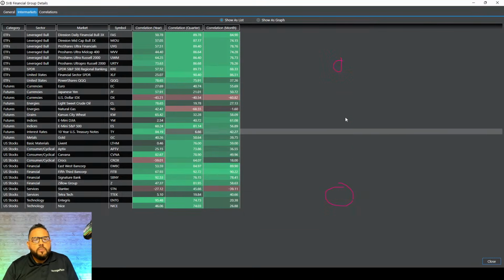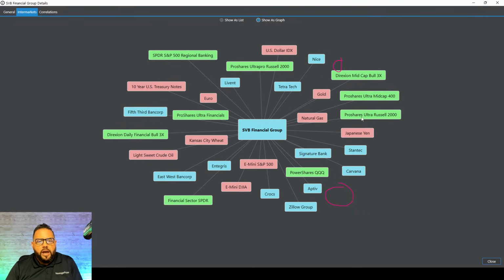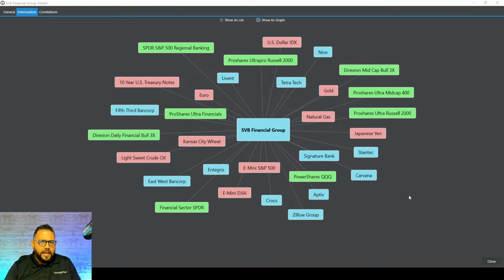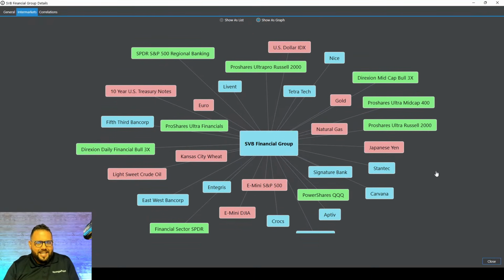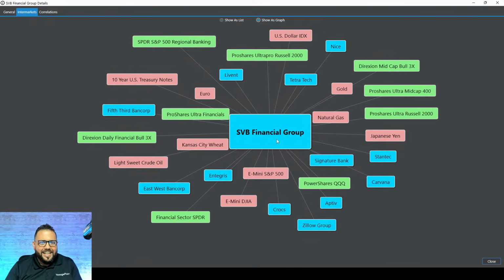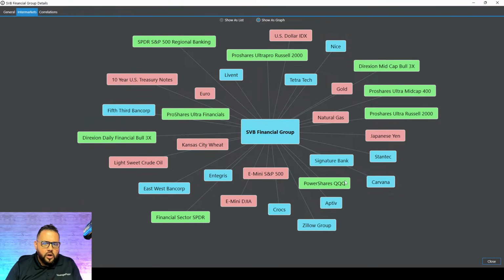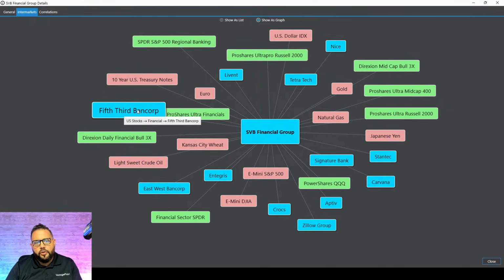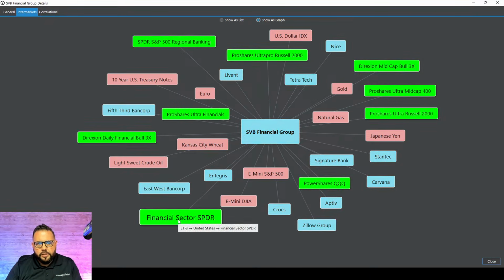If I go into the market correlations here, I want to show you this graph. This is the intermarkets, okay? This is what the AI was looking at when this asset was being traded, right? It was looking at SVB Financial and then figured out that all of these other markets have an influence, some sort of impact, right? Everything from Fifth Third Bank Corp to the financial sector spider, right?